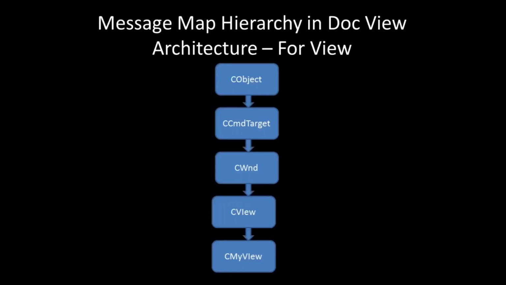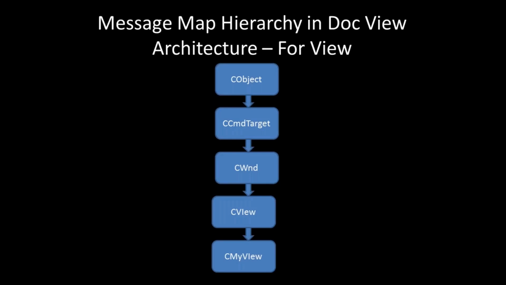Now, how does this message map work in case of a document view architecture? Because in case of document view architecture, there are many classes, right? So what are the classes involved in a document view architecture? Please refer to my previous session on document view architecture to understand the classes which are involved. I've given the link for that video in the description. So please go through that to understand document view architecture.